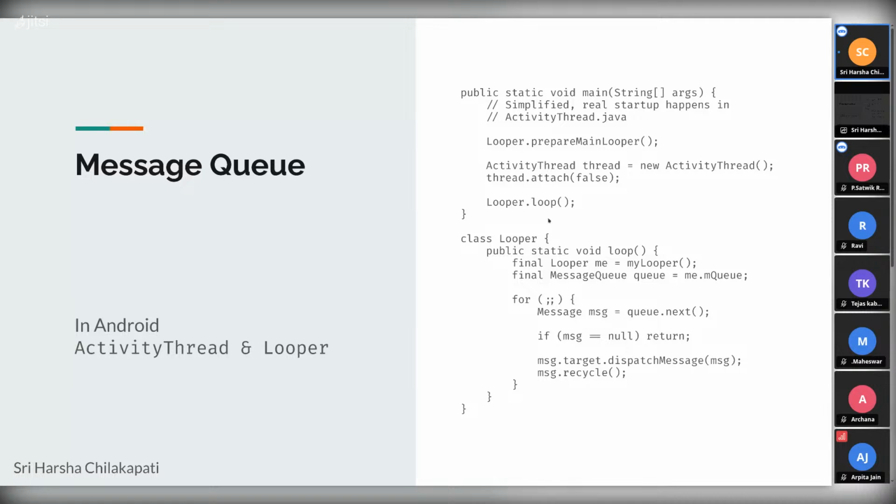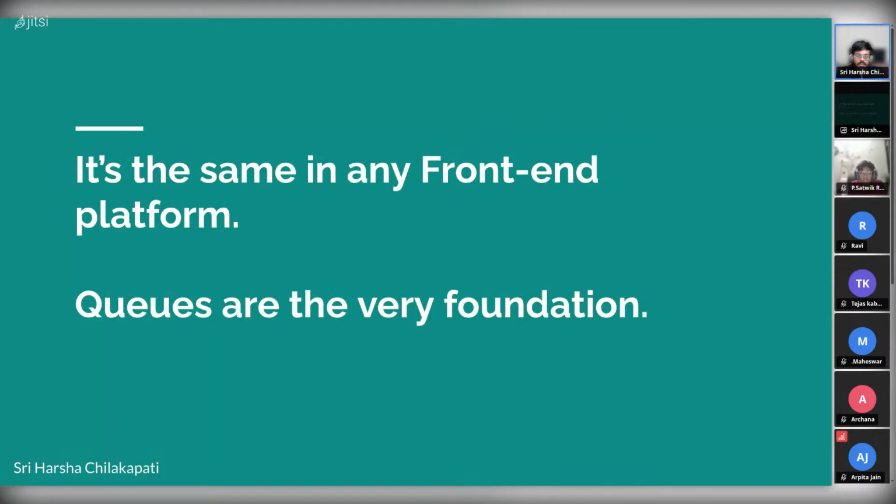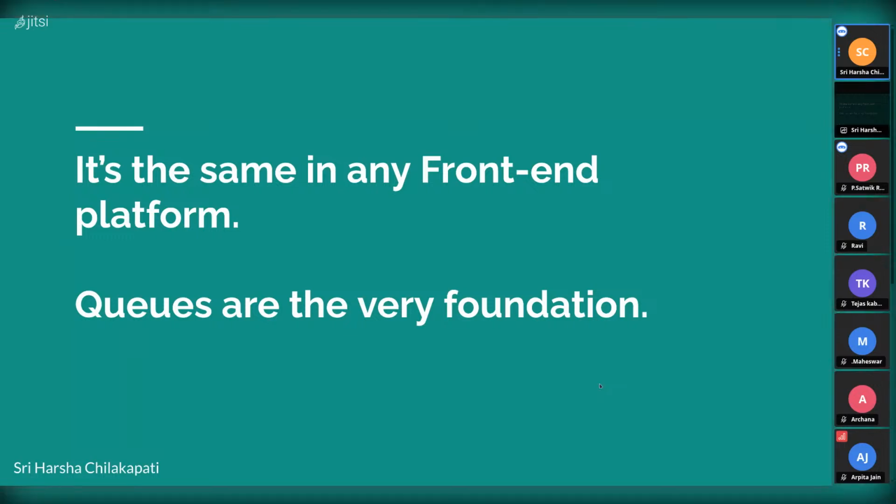Again, the same concept of queue. Here you are getting it from the queue. Who posts to the queue? That is again the operating system. So the message queue is being posted by the operating system. Any event is a message. You are basically polling for events. Once the event comes, you are dispatching it, you are processing it, and you are continuing waiting for the next event. The same happens in Android. So it's the same in any front-end platform. Queues are the very foundation of the data structures. So the very basic data structure that we use is the queue.